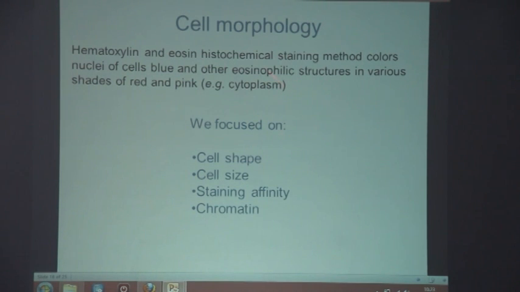Here, the cell morphology. We performed a hematoxylin and eosin histochemical staining that colors nuclei of cells blue and other eosinophilic structures in various shades of red and pink, for example, the cytoplasm. We focused our attention on cell shape and size, staining affinity, and chromatin.